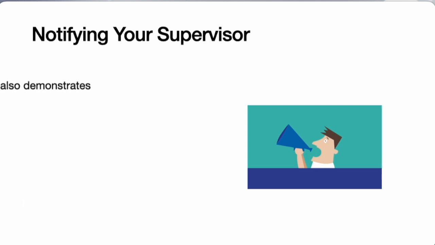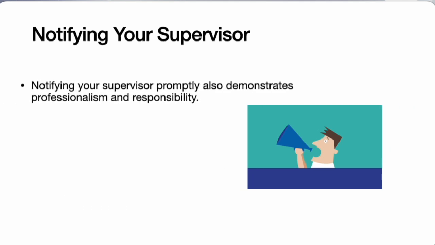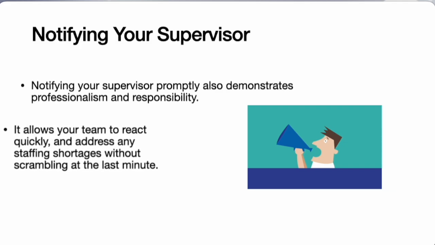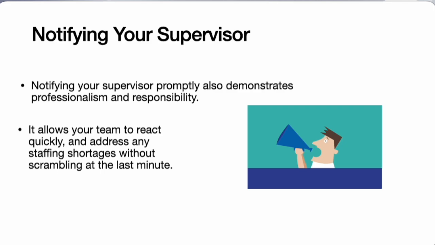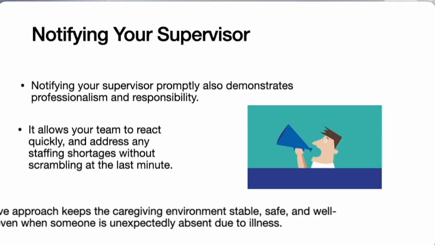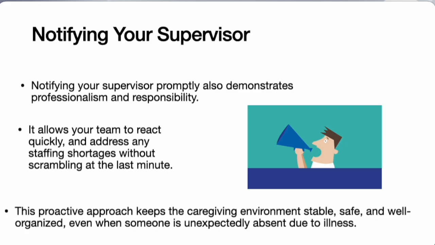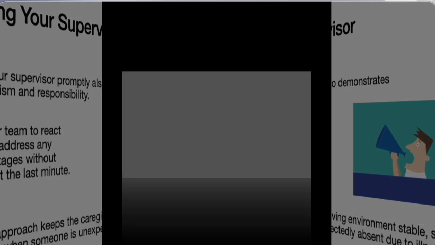Notifying your supervisor promptly also demonstrates professionalism and responsibility. It allows your team to react quickly and address any staffing shortages without scrambling at the last minute. This proactive approach keeps the caregiving environment stable, safe, and well organized, even when someone is unexpectedly absent due to illness.